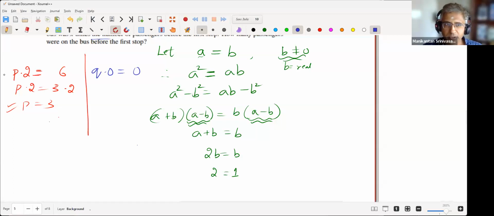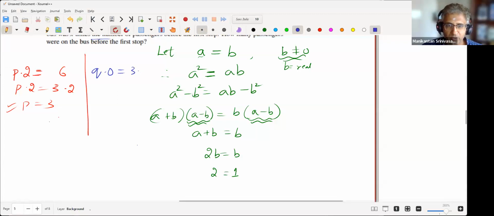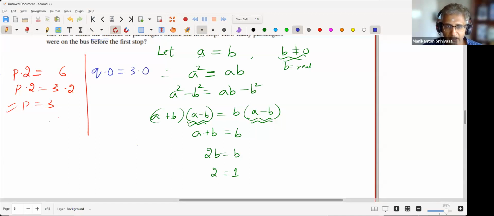So Q into 0, I'll just say Q into 0 is 3 into 0. And if you cancel off this and say Q equals 3, that is wrong. If I'm saying Q into 0 is 3 into 0, what does cancelling off mean really? Math does not have any cancellation. Cancellation is essentially a short form to say you divide both sides by that number, in this case 2. Here you're dividing both sides by 0, and dividing by 0 is not possible.